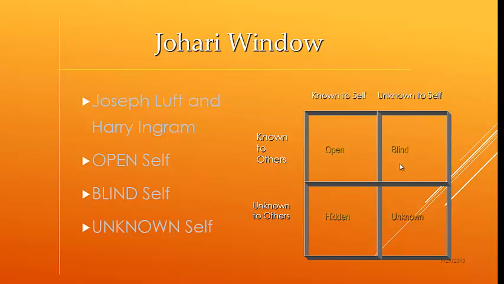Next window is the unknown self. The unknown self is really, I don't know it about me, and others don't know it about me. So how do we know things about ourselves that we don't know? And that's a good question, which is, where do we do self-discovery? And that's really what the unknown self is, it's self-discovery. And how do you do that?